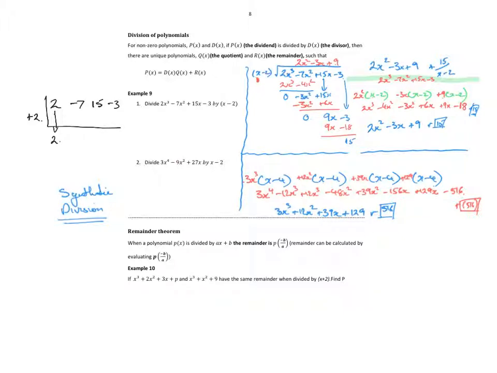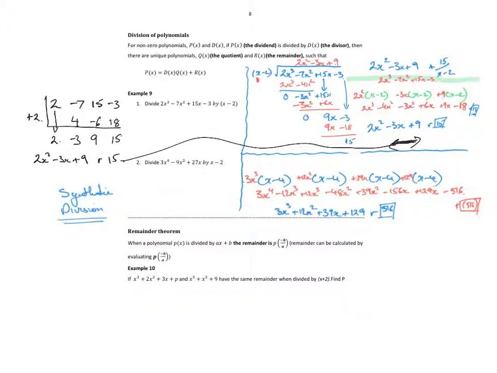And all we simply do then, 2 times 2 is 4. Add them together, I get negative 3. 2 times negative 3 is negative 6. Add them together, I get 9. 2 times 9 is 18. Add them together, I get 15. So what these numbers tell me is that my resultant quadratic is 2x squared minus 3x plus 9 with a remainder of 15, which, if we go over here, is the same result.